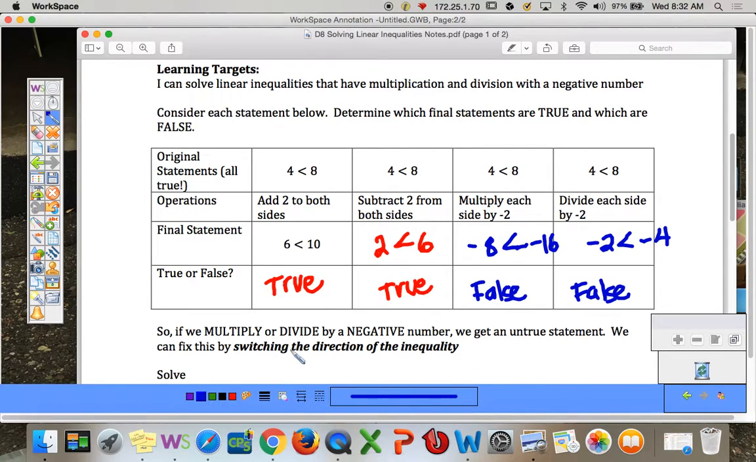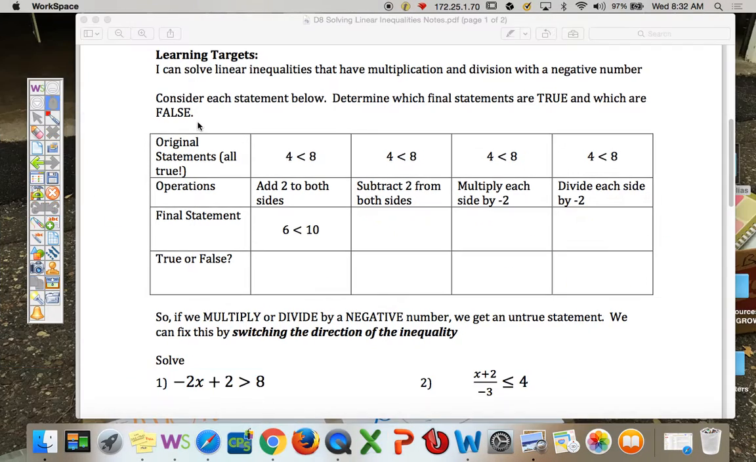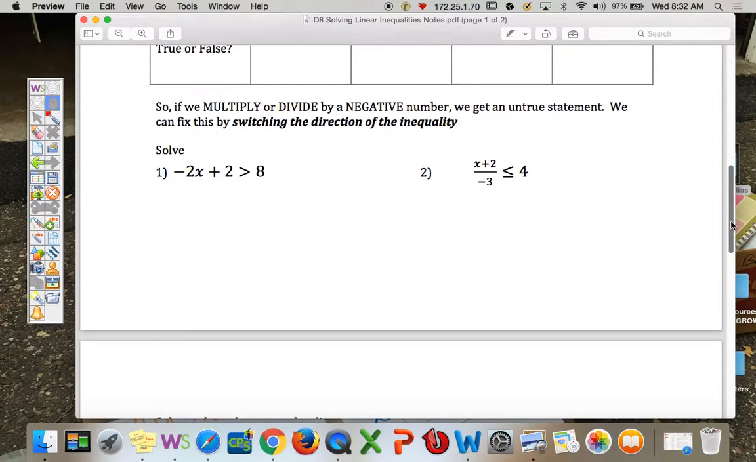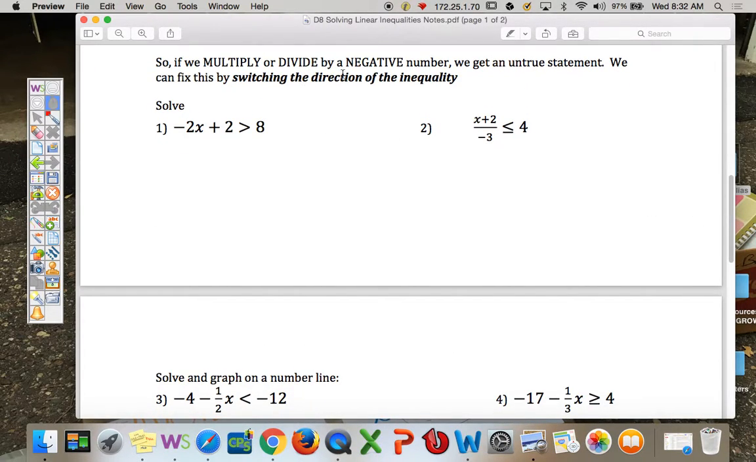So it says if we multiply or divide by a negative number, we get an untrue statement. We can fix this by switching the direction of the inequality. So if we were to switch the direction of the inequality here, then both of those statements would have been true. Okay, so let's try a few with this rule where we're going to switch the direction of the inequality if we multiply or divide by a negative.